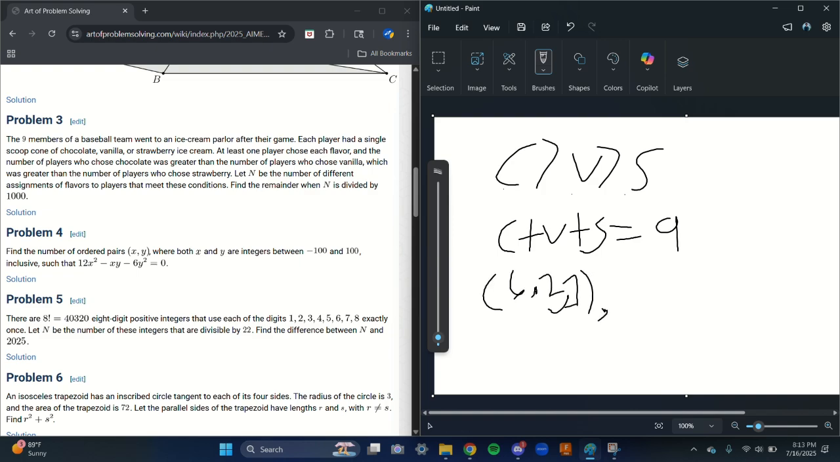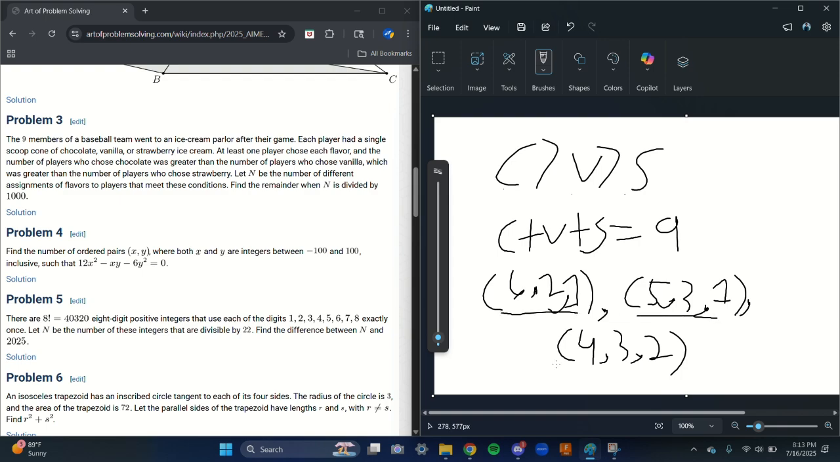The second triplet that works is 5 3 1. And the third triplet that works is 4 3 2. Okay, so now the problem becomes, in how many ways can we assign the 9 players to satisfy these triplet conditions? And so that's basically just going to be a bunch of choose bashing.